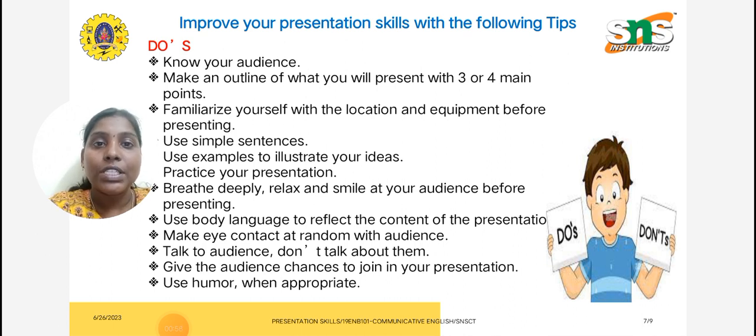In my previous part itself, I mentioned that every presenter must know the age group of his audience, and also think about what their knowledge is about this particular topic. Then only you can plan what extra input you can add to that content. The second one is to make an outline of what you will present, with 3 or 4 main points.